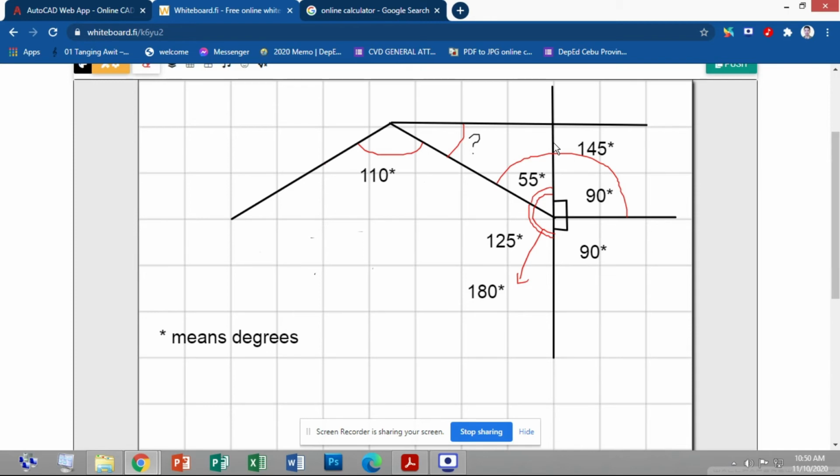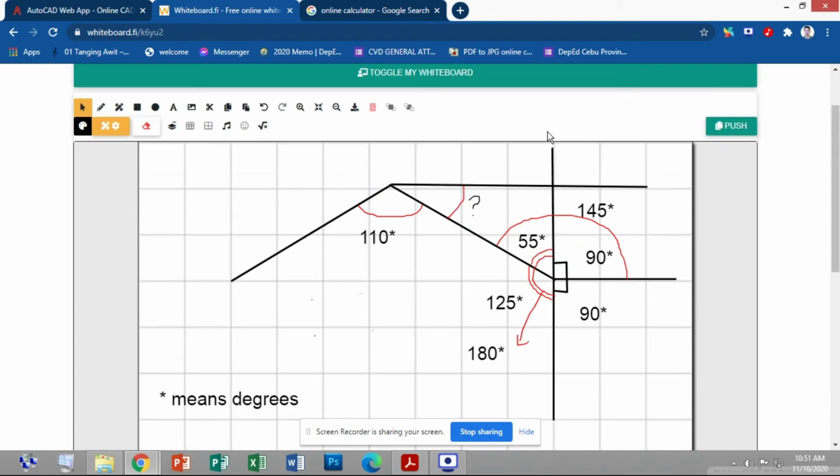Okay, now, if you notice, meron ng mga na-solve na angle dito. Meron tayong triangle na nabuo dito. And then we know na the sum of the angles in a triangle is equal to 180. So, right now, na-solve na natin itong angle na ito which is 55.